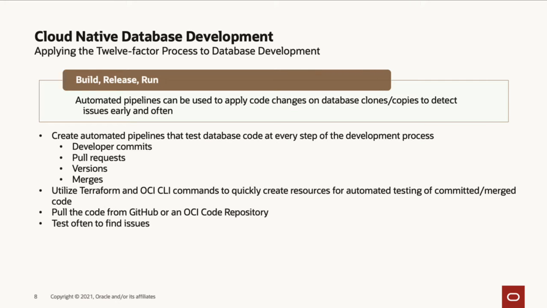The third item we're going to look at is build, release, and run. And for database development, this is a very important one. In essence, it says we have to have these automated pipelines that we can use to test and apply code changes across our enterprise. And with database development, this is very important. Utilizing pipelines with what we just talked about in the two previous steps, which is database change management and infrastructure as code, we can incorporate automated pipelines with our code repository and our development to ensure we catch issues early and often.